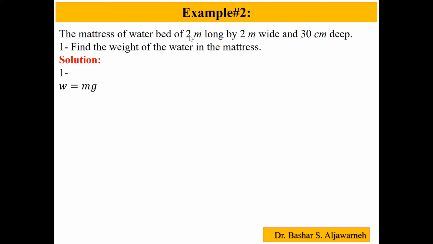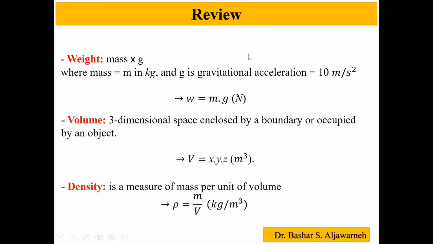Obviously, here we can see the dimension of my mattress, which is 2 meters times 2 meters times 30 centimeters. This can help me find the volume. So if I have the volume and we know the density of water, we can easily use this formula where the mass equals rho times V.